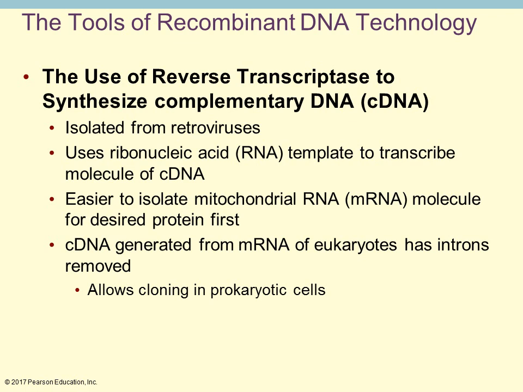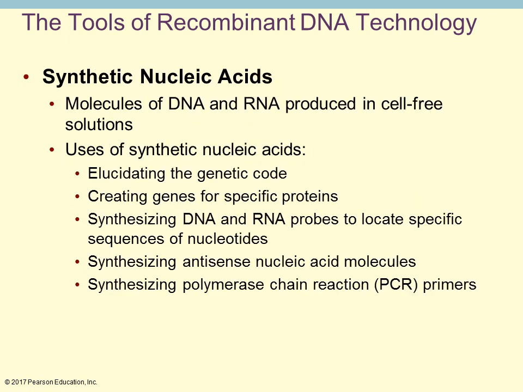Where does it come from? It actually comes from a group of viruses called retroviruses that use RNA as a template to make the DNA. And that's how you're going to make the cDNA. And then that has the introns removed, so it's a short little piece of the DNA. Now you can put that cDNA into the prokaryotic cells.